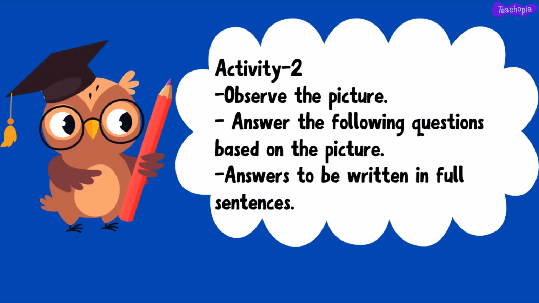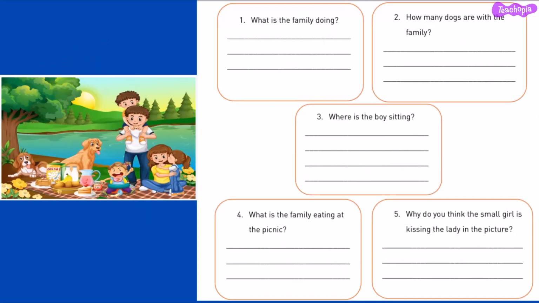Moving on to activity 2. Learners have to observe the pictures and answer the following questions based on the picture. The answers, remember, teachers, to remind our students that the answers are to be written in full sentences. So this is a picture of a picnic and teachers are supposed to talk about the picture and then the learners are going to look at the picture carefully and answer some WH questions.